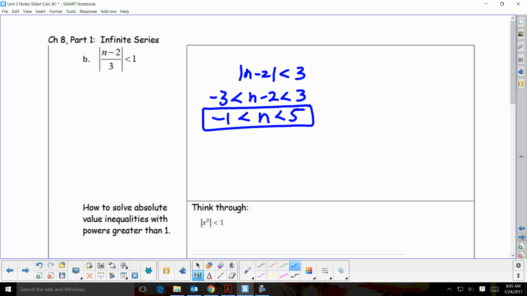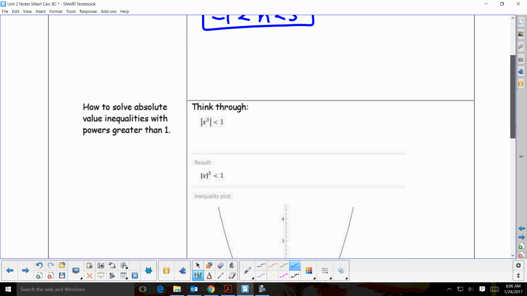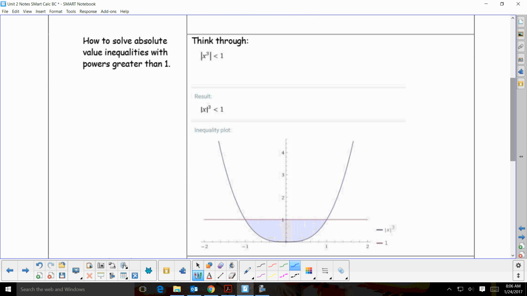Okay. So that's basic. I'm going to teach you something I don't think you've really been doing in any other class. I don't think you've solved higher orders. So we're going to look at how to solve the higher orders graphically. Okay? So as I do this, I'm going to graph y equals the absolute value of x cubed.